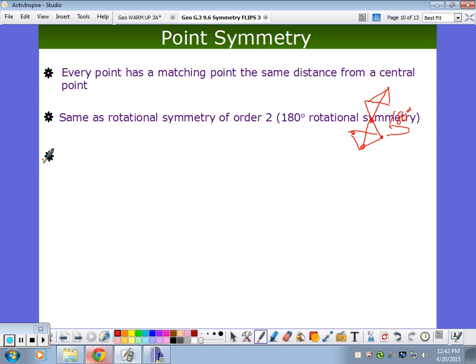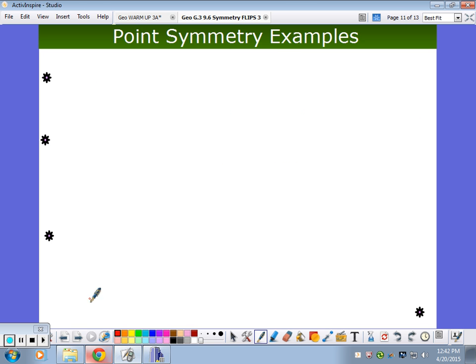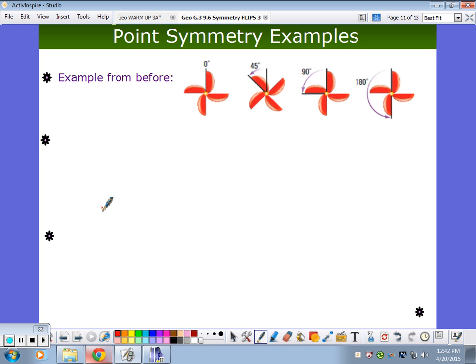It's 180 degree rotational symmetry, but the easiest way to know if you have point symmetry is if it looks the same upside down. Or I really should say in opposite directions, left or right the same, or up and down the same. I always look upside down. So how do we do that? I'm looking at this pinwheel we had before. So now I've got to turn myself upside down. Is it the same upside down? Yes. So this has point symmetry.